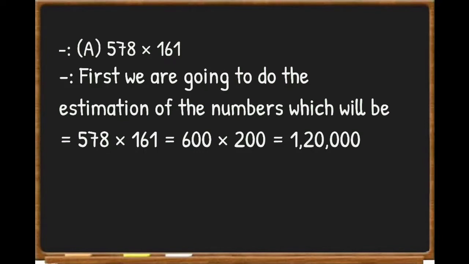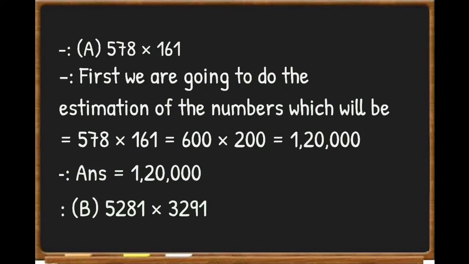Now we are going to compare the second number, which is 161. When we compare 61 with 50, we will get that 61 is greater, so we will succeed this number also, which will be equal to 200. Now our new number is 600 into 200, which will be equal to 1,20,000. So our answer is 1,20,000. This is the correct answer of the first part of our question. Let's head to the next part.